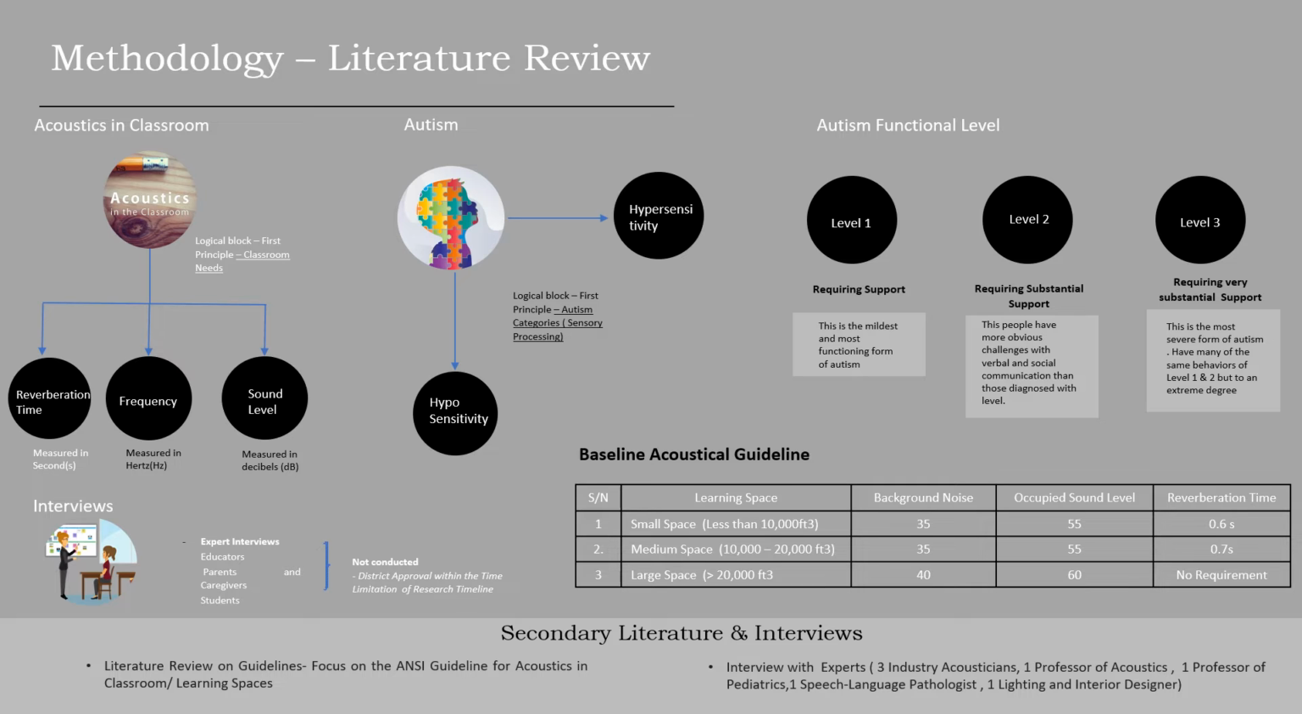For autism, we looked at two different types of logical blocks: the hypersensitive students and also the hyposensitive. Hypersensitive students react highly to stimuli, while hyposensitive students are less observant or less reactive to stimuli. We also looked at the functional levels of autism: level 1, which requires support, level 2, which requires increased support, and level 3, which requires very substantial support.